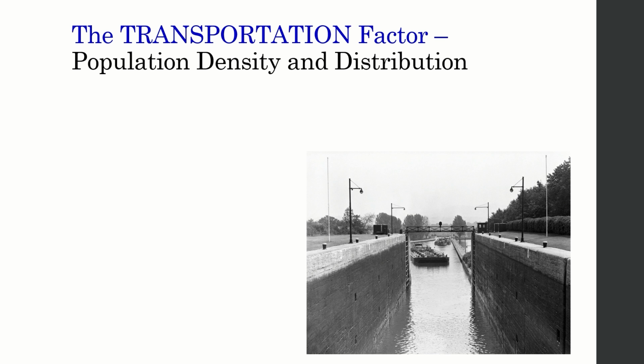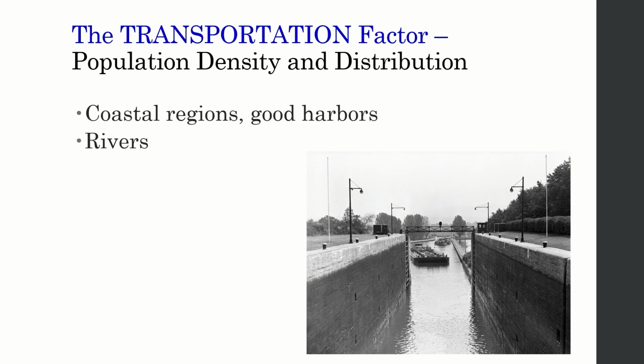Another factor is transportation, and what's accessible creates patterns of density and distribution. In the past, a major factor was good harbors along the coast, which is still the case, but not quite as much because, again, we've had a whole host of innovations in transportation. Rivers were also a key factor in the past and still are. Canals came a little bit later, around the early to mid part of the 19th century. A great example of that is the Erie Canal.